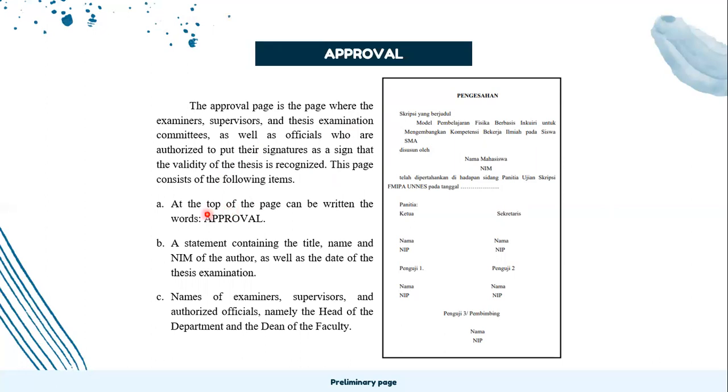The first, at the top of the page can be written the words approval, or if you use Indonesia, you can write pengesahan. The next, a statement containing the title, name, and name of the author, as well as the date of the thesis examination. The last, names of examiners, supervisors, and authorized officials, namely the head of the department and the dean of the faculty. And the example you can look at in here.